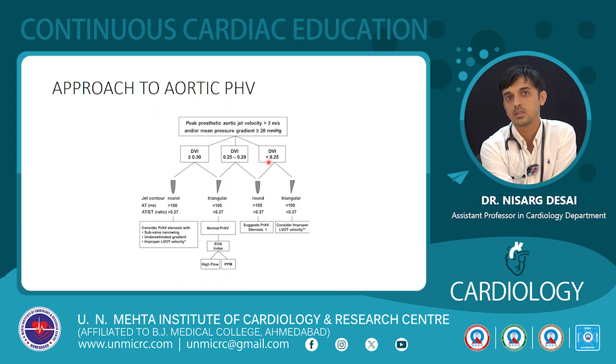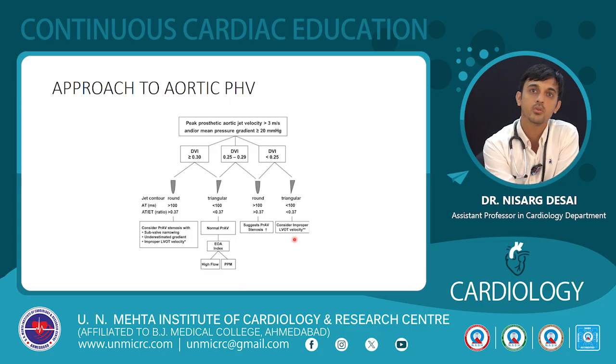But with a DVI of less than 0.25, if the contour is triangular instead of rounded, then we have made some error in assessing the LVOT VTI or the LVOT velocity. So DVI less than 0.25, rounded or triangular. On the other hand, if DVI is more than 0.3 but the contour is rounded, that is again the values are above the specified limits, then it can be a subvalvular narrowing or again an error with the measurement of LVOT velocity.